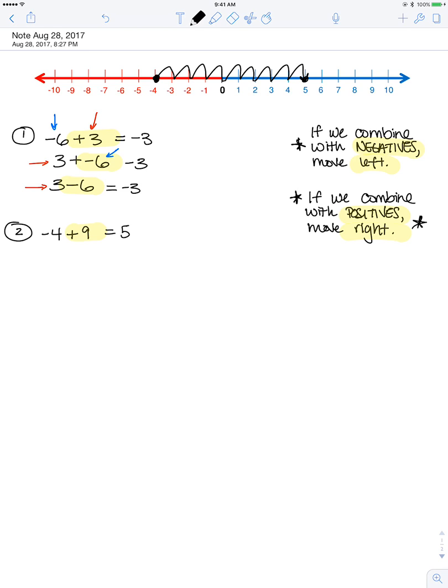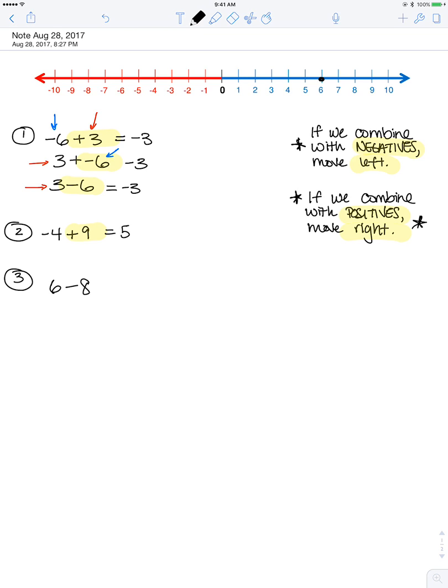So let's try another one. Let's do 6 minus 8. So this time I'm starting at a positive 6. Let me erase that from earlier. This time I'm starting at a positive 6.